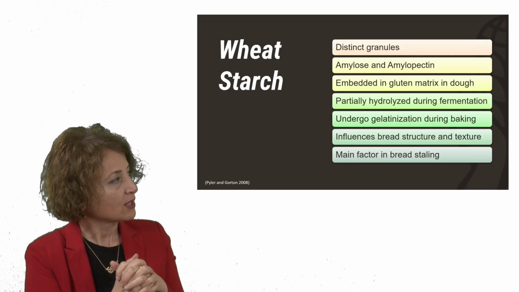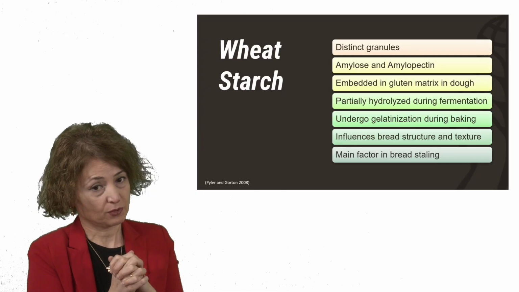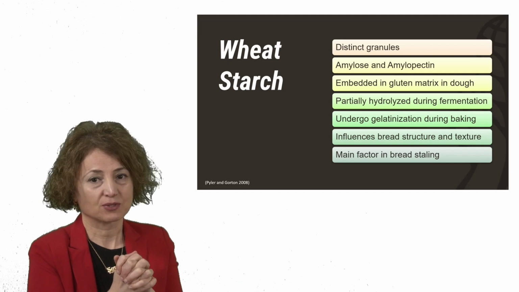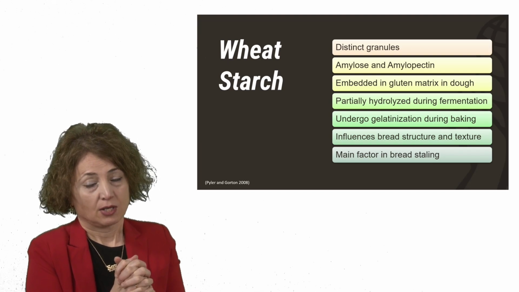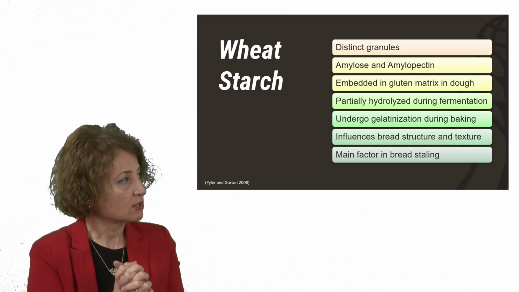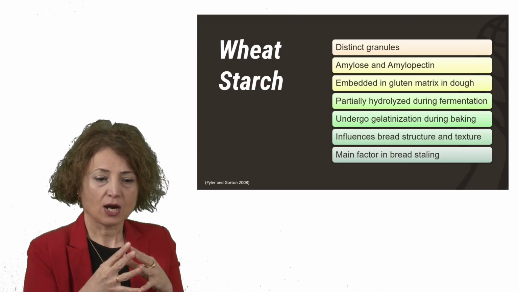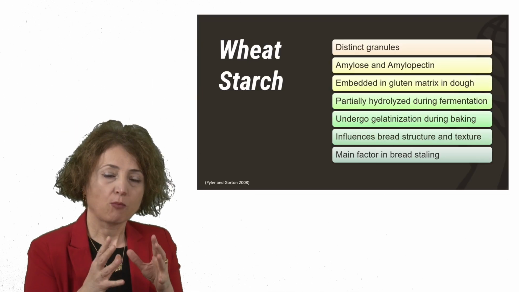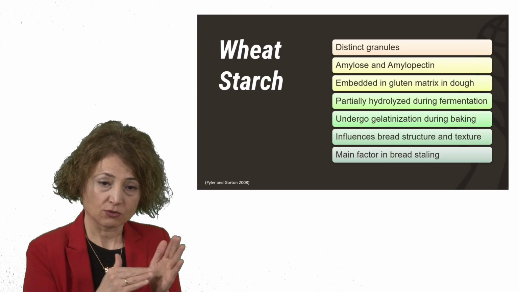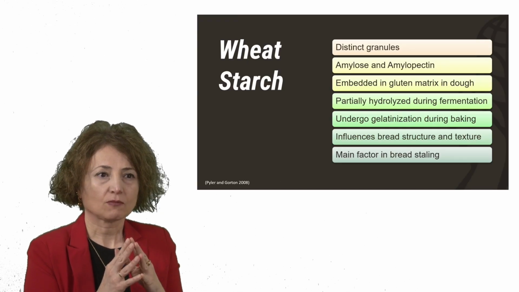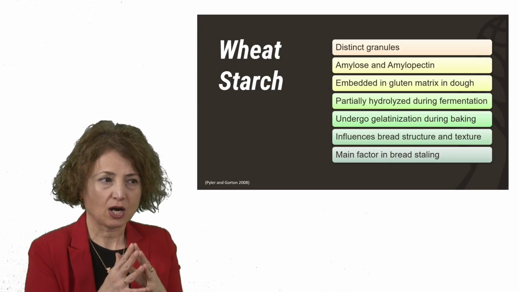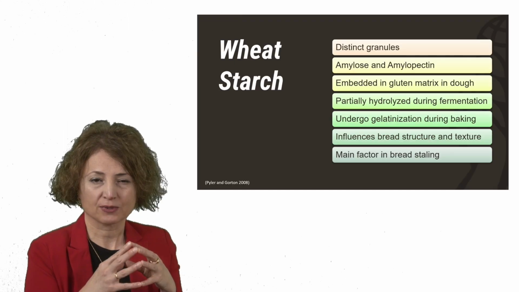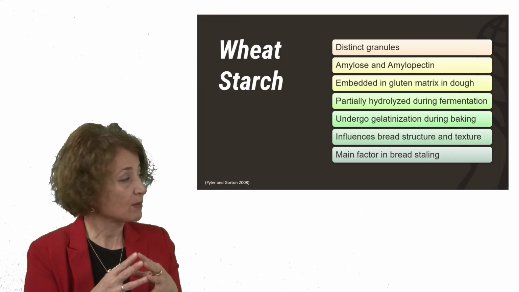So starch is unique for many reasons, and one of them is that it's found in distinct granules, and the second is that it's a combination of two types of polysaccharides or biomolecules. We sometimes use different terminologies, and they are amylose and amylopectin, and we are going to define them shortly. And then starch is embedded into the gluten matrix in the dough, so it is very important for the texture of the breadcrumb. We have to be very careful about how much starch is used by yeast during the fermentation process, because part of the starch is hydrolyzed during fermentation.